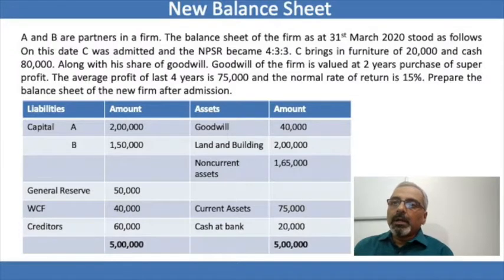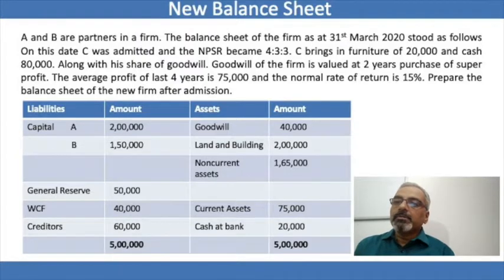A and B are partners in a firm. The balance sheet of the firm as at 31st March 2020 stood as follows. On this date, C was admitted and the new profit sharing ratio became 4:3:3. So you can see very carefully that A and B are partners and no PSR is given. That means they are equal partners, and when the new partner is coming in, the profit sharing ratio is becoming 4:3:3. C brings in furniture of 20,000 and cash 80,000 along with his share of goodwill.